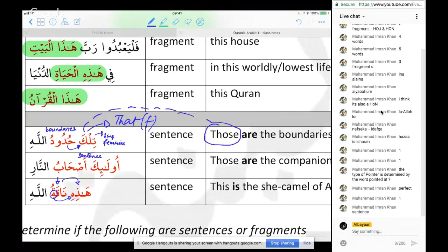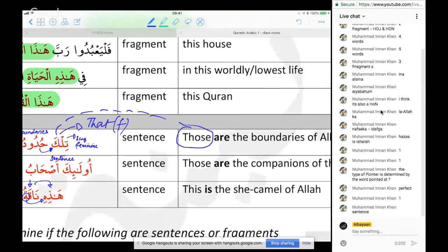Although tilka means "that," the translation still says "those," because in English, you require a plural pointer to point to a plural ism. That's the rule of the English language. You're doing translation in English, so you're going to use the rules of the English language, right? You cannot use the rules of the Arabic language. It won't make sense.